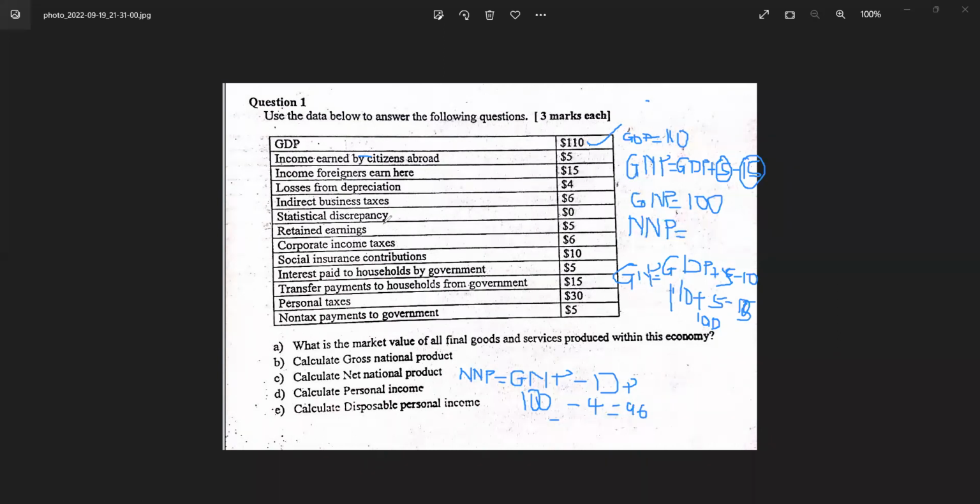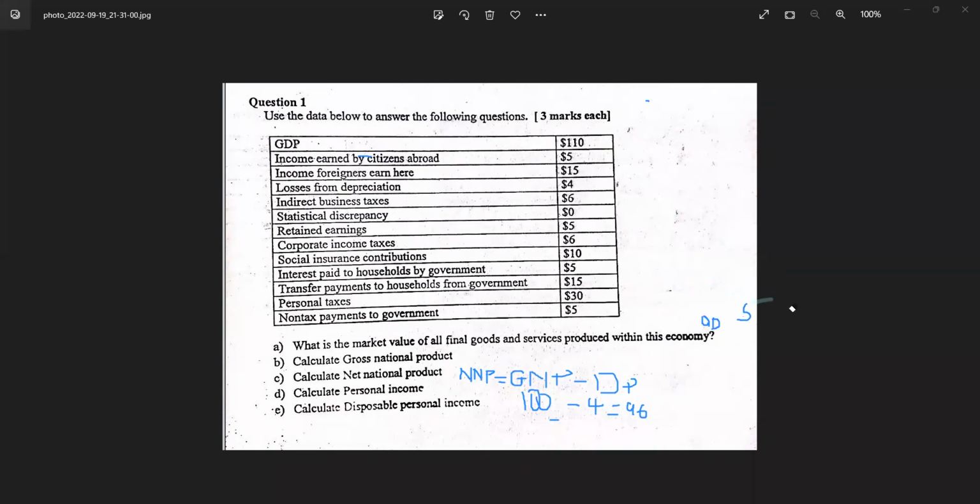Okay, that's all. So calculate personal income. What is the personal income? How do you compute for the personal income? I think for the personal income, you have to get the national income before, which means you have to calculate for NNP. How do you compute personal income?